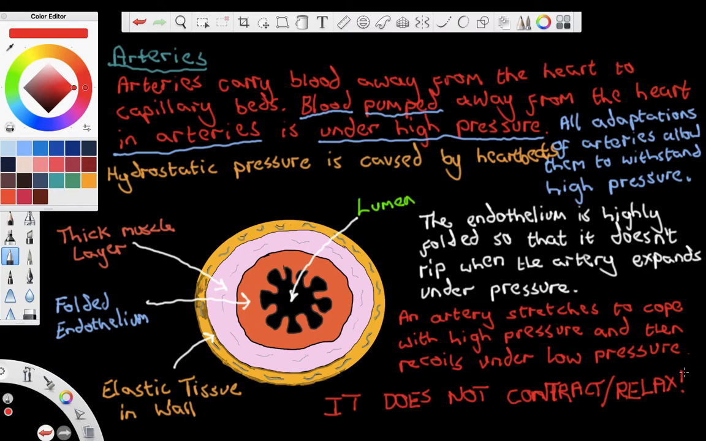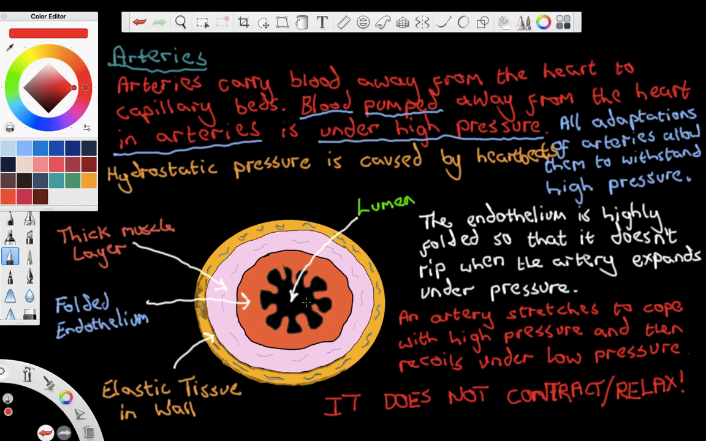Okay, so the muscle and the elastic tissue just allow the artery to stretch under pressure. It doesn't allow them to contract. The artery does not contract, okay? So arteries carry blood away from the heart to capillary beds. Blood is pumped away from the heart in arteries under high pressure. All of the adaptations that the artery has allow it to withstand this high pressure. The pressure is hydrostatic, so it's the heartbeat that's pushing the blood through.